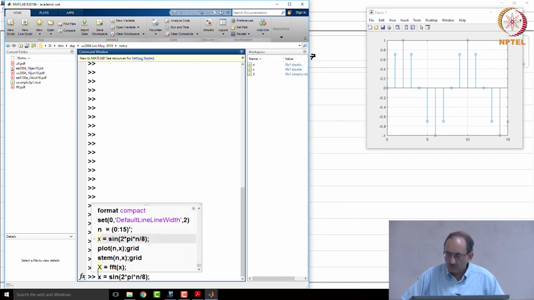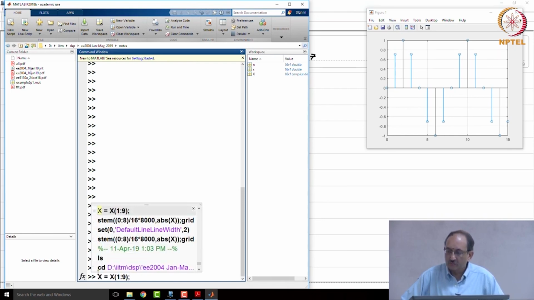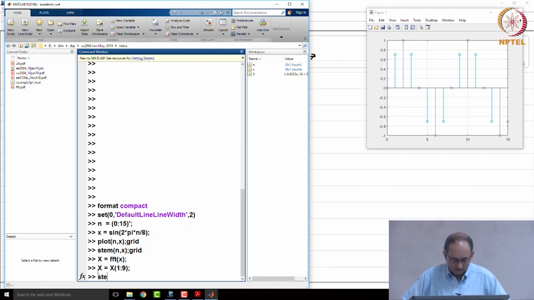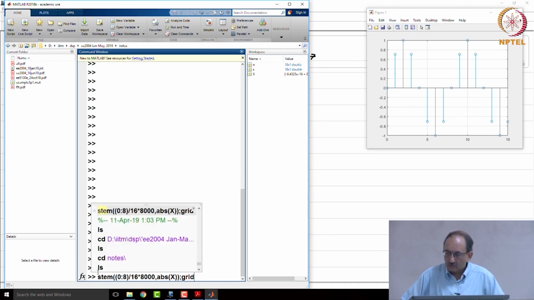And because of the symmetry, it is enough if you retain only the samples from 0 to N by 2. So we retain samples from 1 to 9, and remember MATLAB is 1 based, whereas in all our equations we have been using 0 based index. Therefore, if you want to use MATLAB's index, you have to convert that from 1 based to 0 based.